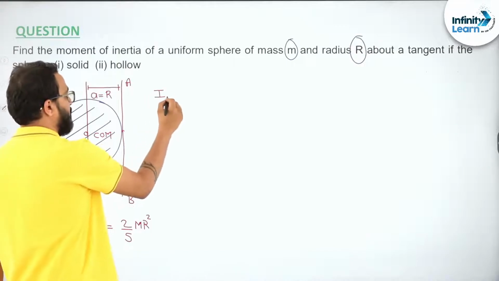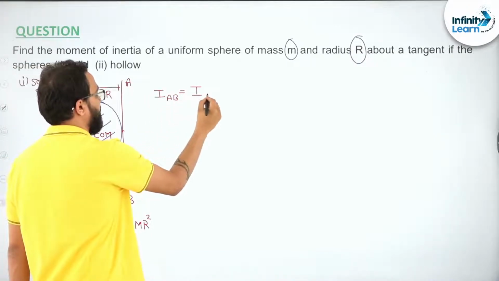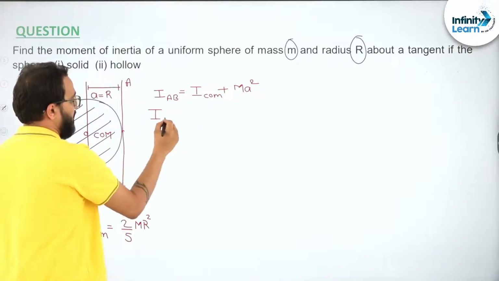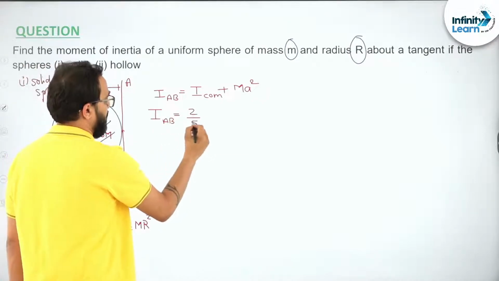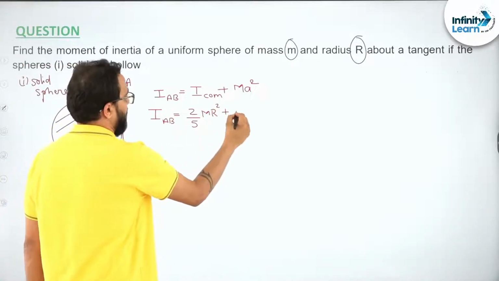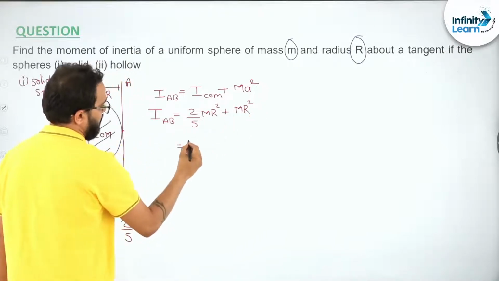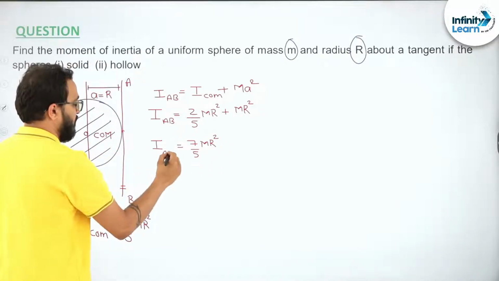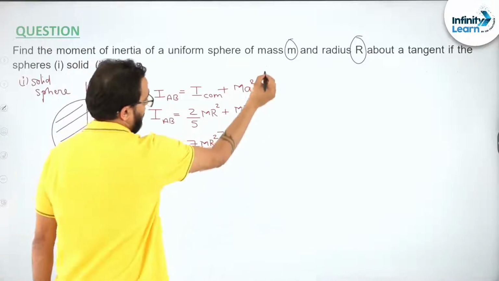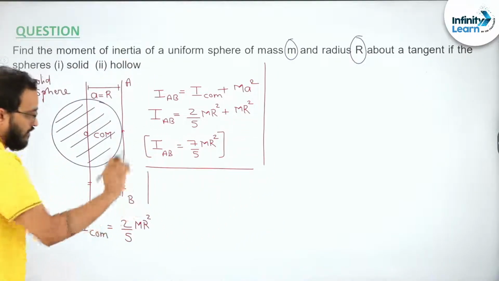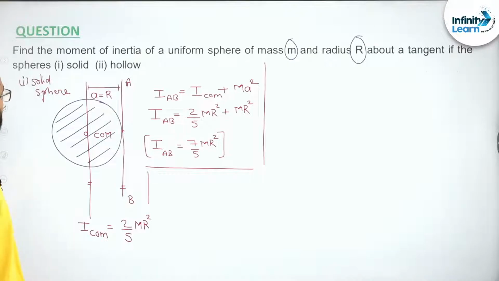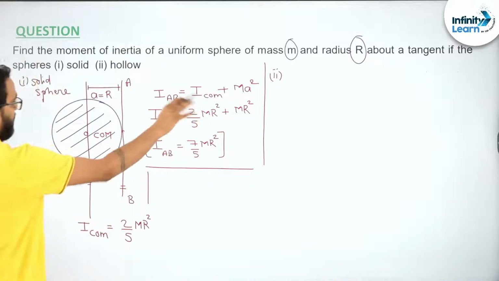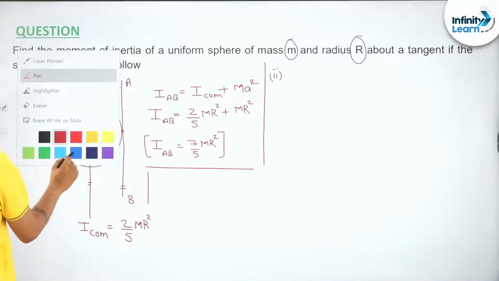So what is the moment of inertia about AB? You will say, sir, I COM plus MA square. So in this particular case it will become 2 by 5 mr square plus mr square. I suppose it will become 7 by 5 mr square. So guys, you understood this thing? I hope you are understanding this concept, right. This is very simple. Now for a hollow sphere also we can solve it. Hollow sphere is also very easy. Just in place of 2 by 5 mr square you use 2 by 3 mr square, that's all, nothing else.